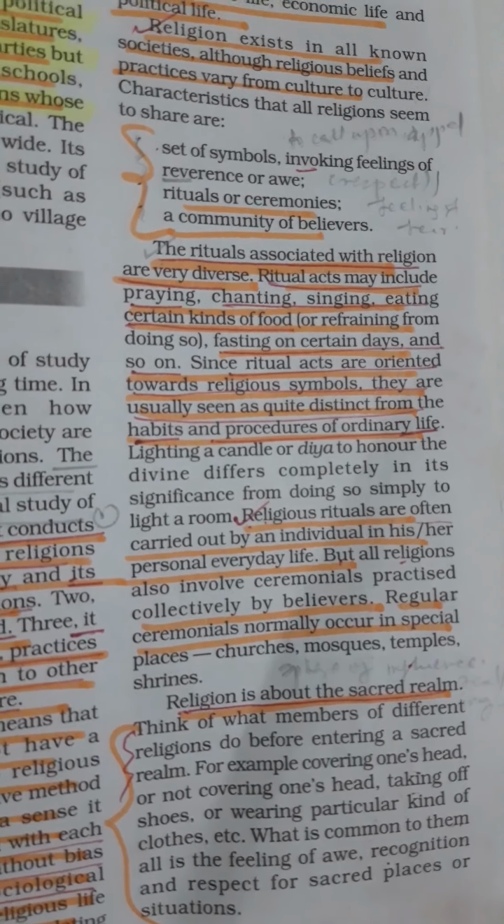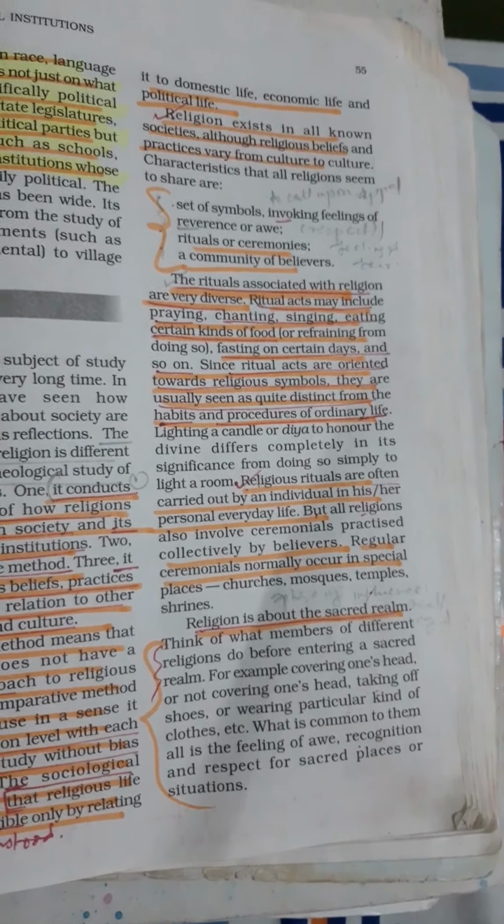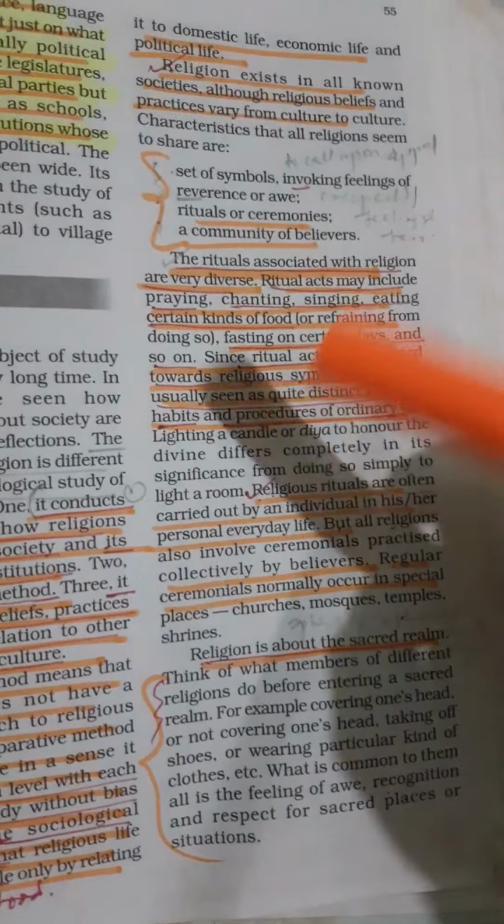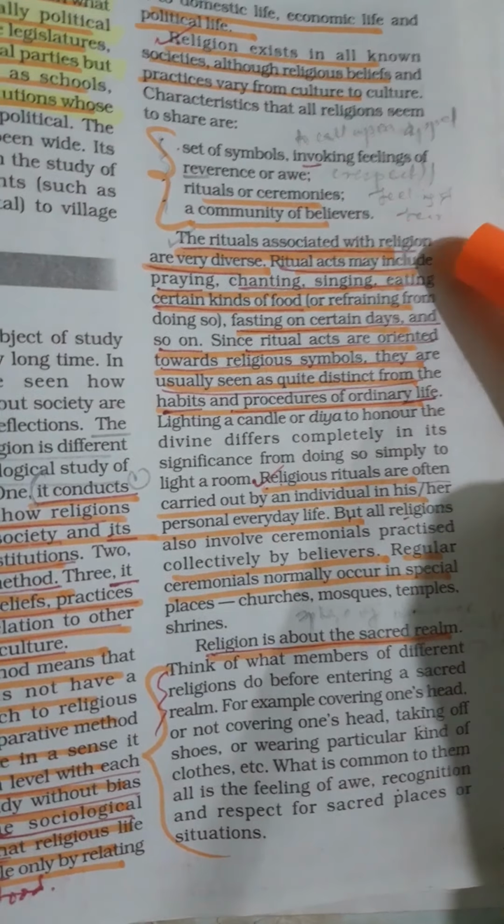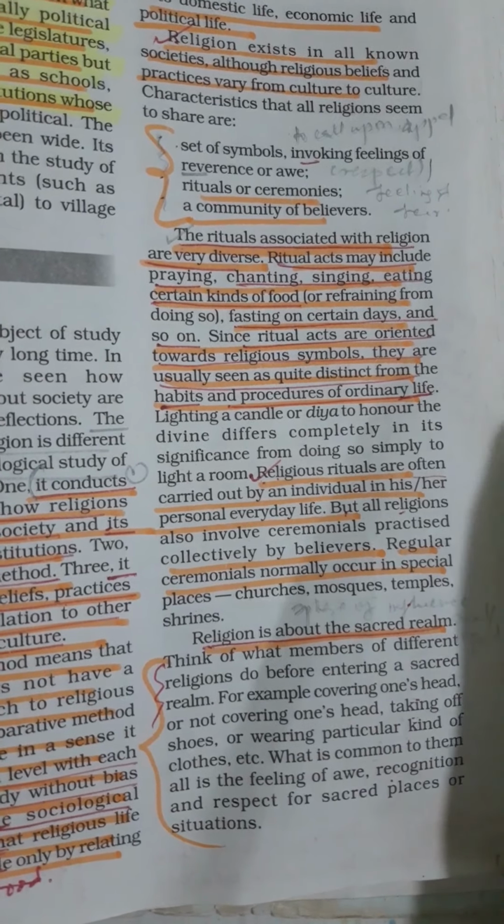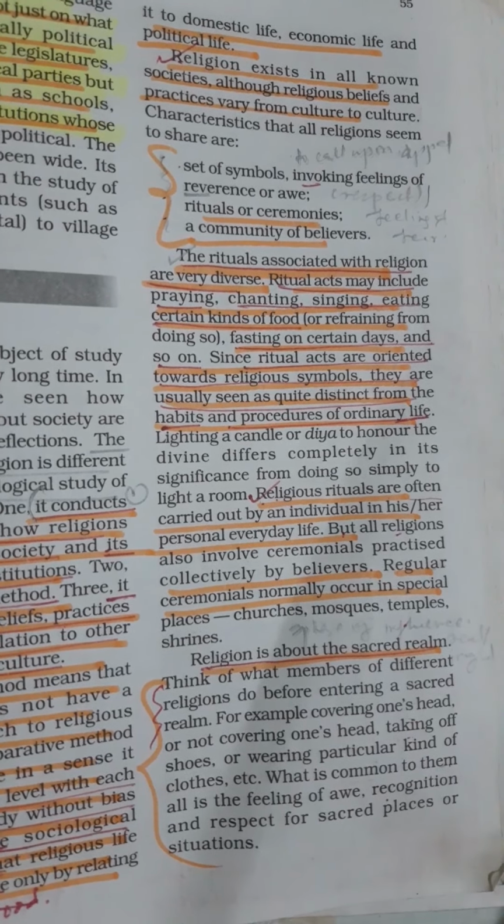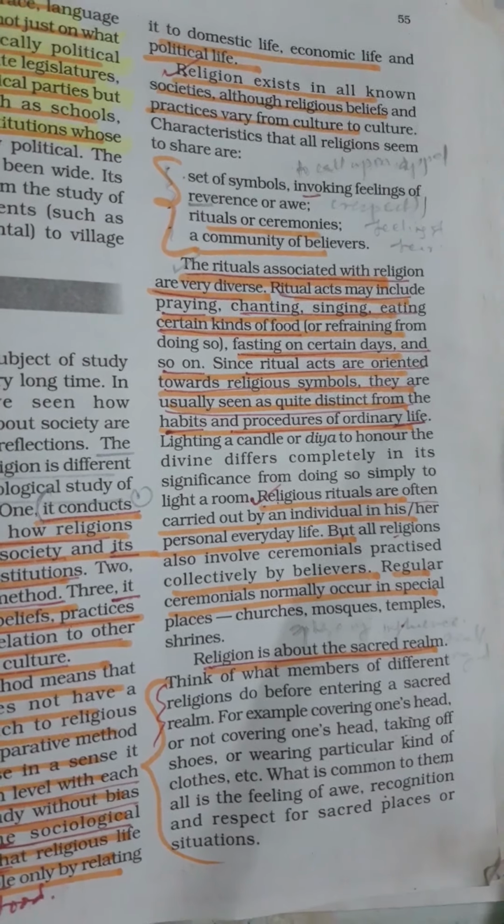And then you have rituals and ceremonies, and there is a community of believers. So there is a group of people who believe in a certain god or ritual. The rituals associated with religion are diverse. Rituals may include praying, chanting, singing, eating certain kinds of food or refraining from doing so, fasting on certain days, and so on.